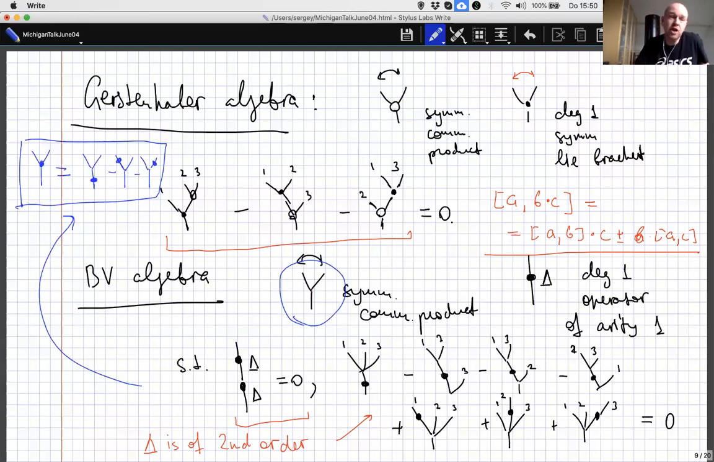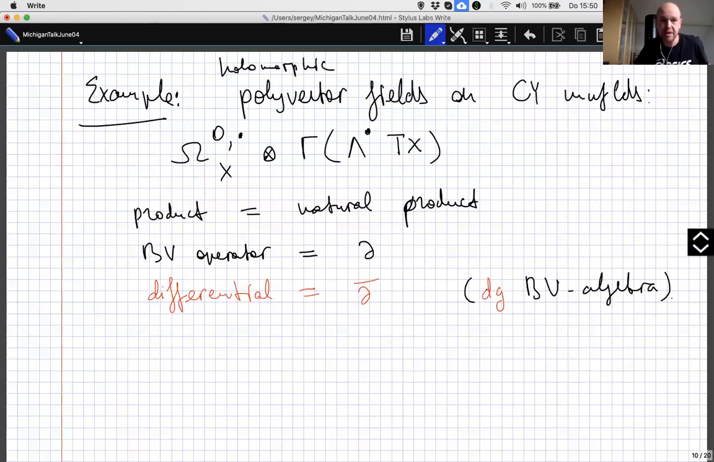So for Gerstenhaber algebra, we have already seen an example. Namely, an example was the full structure that we have on polyvector fields. So now I want to show you an example of a BV algebra. So for the example, I have to take holomorphic polyvector fields on Calabi-Yau manifolds. So the point is the following. What I do, I want to take holomorphic polyvector fields. So this is what I have here with the coefficients in anti-holomorphic differential forms.